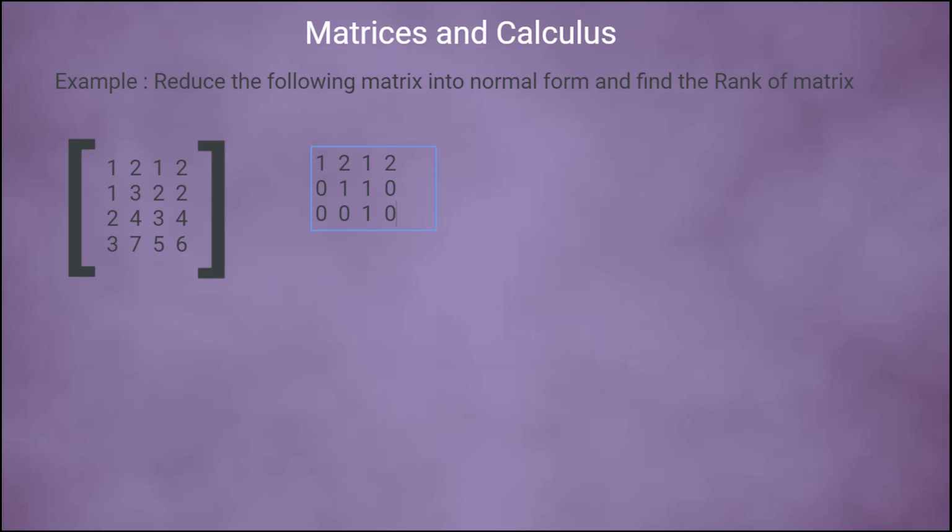So I'll write here the operations which we have performed in this matrix. First we have performed R2 gives rise to R2 minus R1.